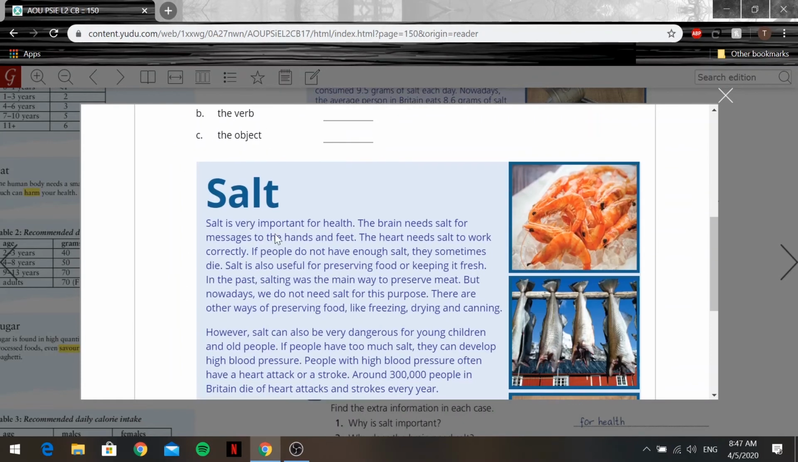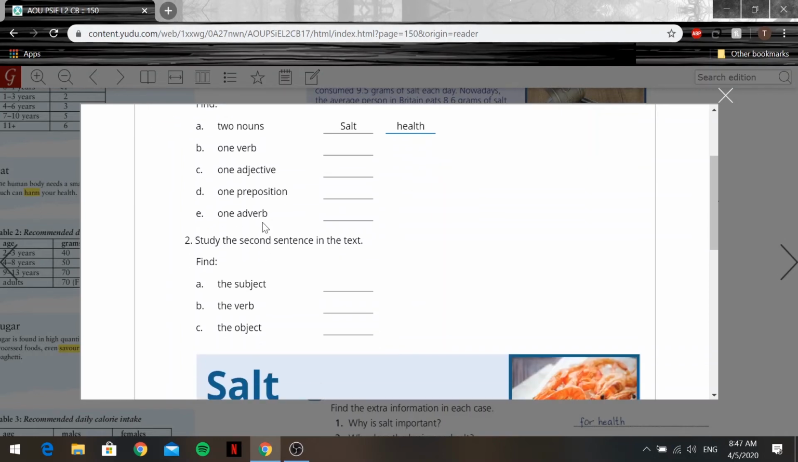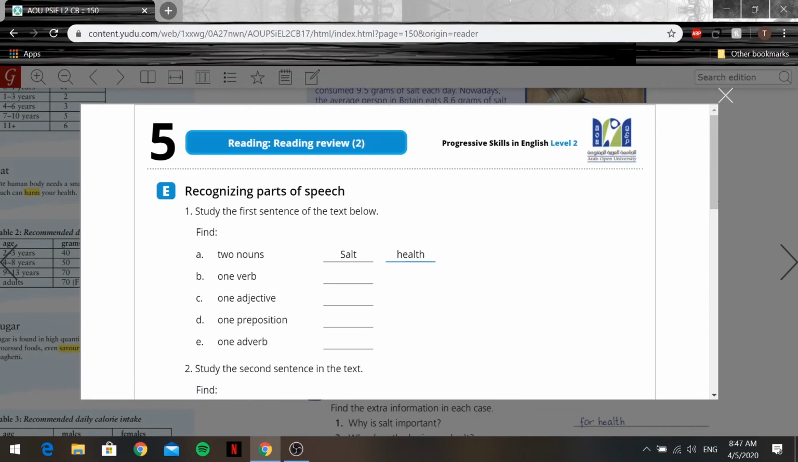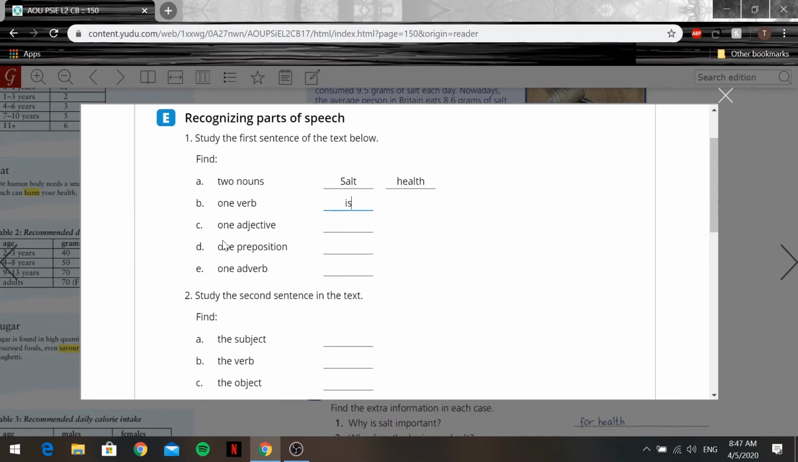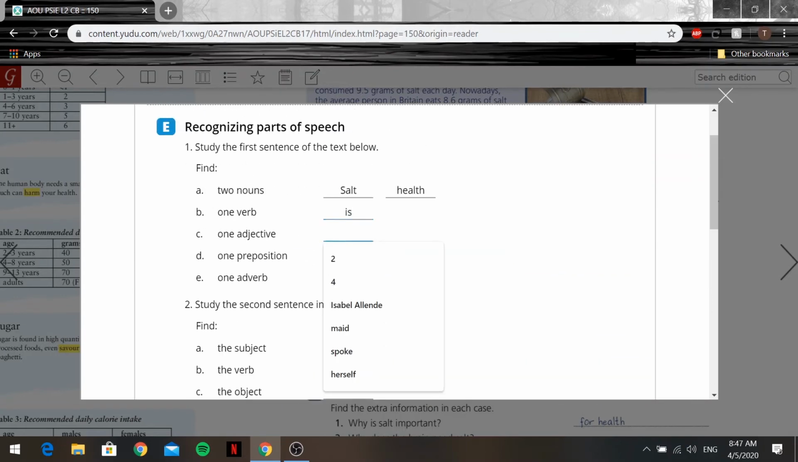Okay, very important. And health, I'll say health as well. So two nouns, salt and health. Okay, I want one verb. Let me take a look. Is, pretty standard. Okay, so is a verb. I want one adjective. Okay, I'll use the word important. Okay, pretty simple so far.